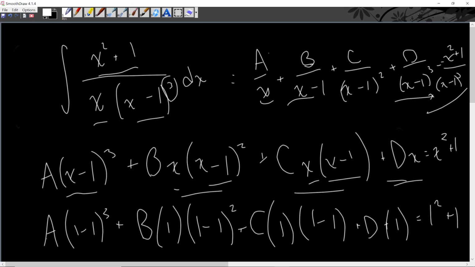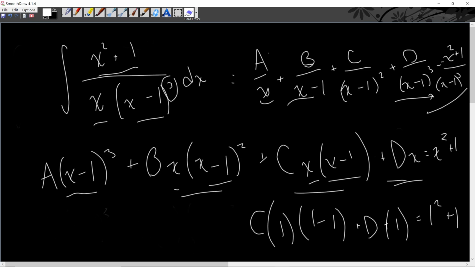So let's plug in 1 for all of these. 1 minus 1 cubed is going to be 0. 1 minus 1 squared is going to be 0, so 0 times b, and 0 times a. Both of those are 0. 1 minus 1 is 0, so 0 times c is 0. And then we're left with d equals 2. Alright, perfect. So we have d equals 2, because d times 1 is d. 1 squared plus 1 is 2.